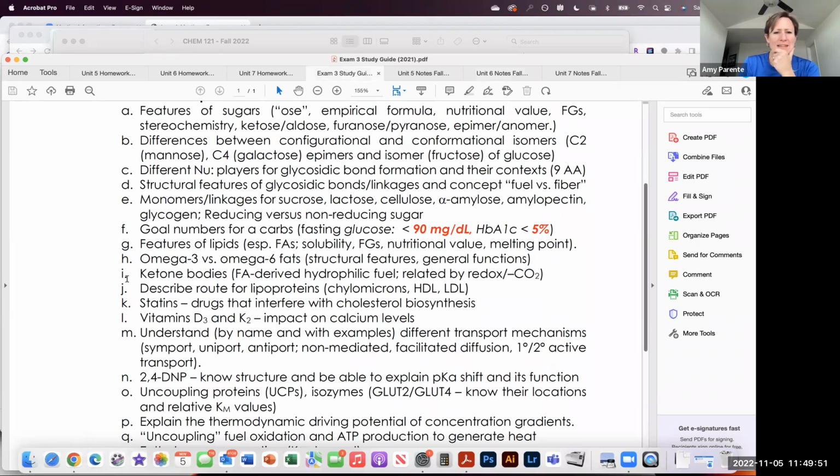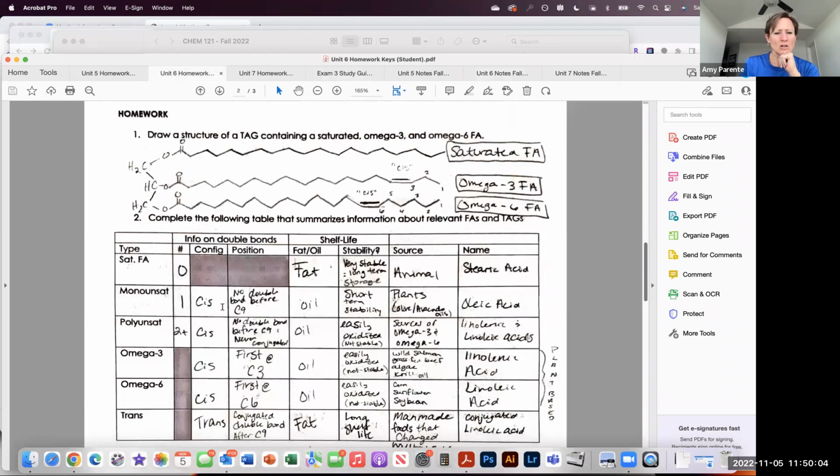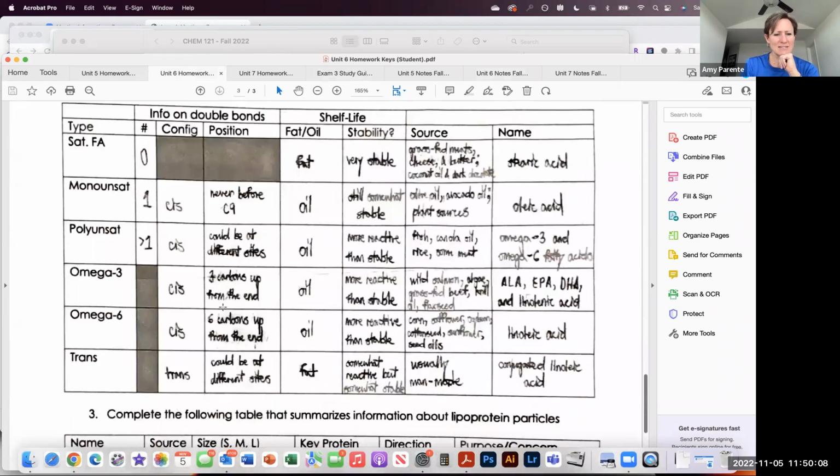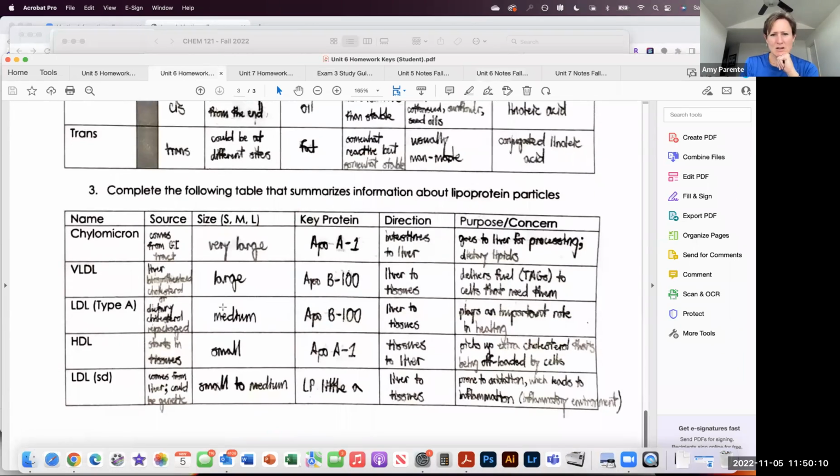All right, so that was a lot there. I'll pause for a second. Questions? Okay, ketone, describe the route for lipoproteins. I'm going to go back to homework here for a second. Looking at routes for lipoproteins, the idea is, I think I've got a homework slide here that kind of highlights, here's the different particles that I want you to know.